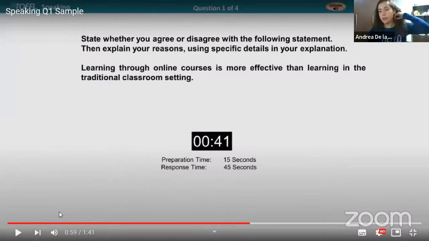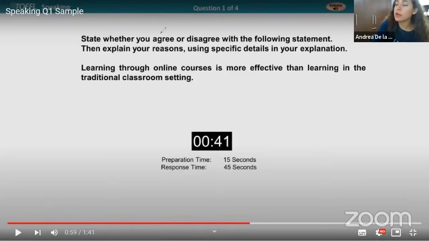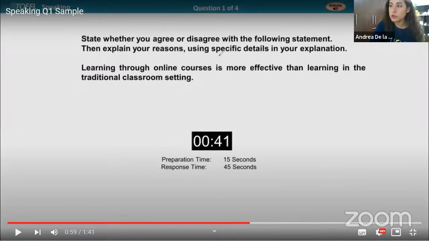Okay, guys. So let's work on this question then. What do you have to do during the preparation and response time? Remember that first you get 15 seconds to prepare. So during this time, what we are gonna do is think, because 15 seconds are not that much, so you honestly won't have time to do a lot. What are we going to think about? We're going to think about what we're going to say, what our answer to the question is. So we're going to choose one of the options.